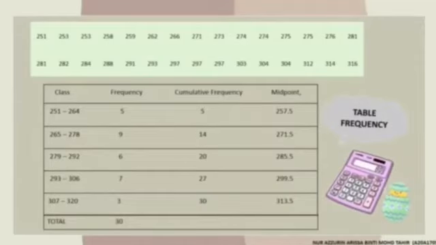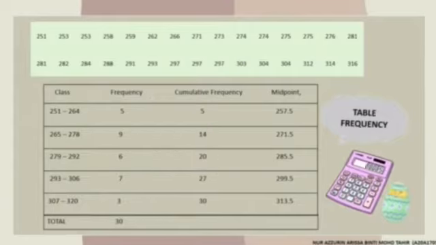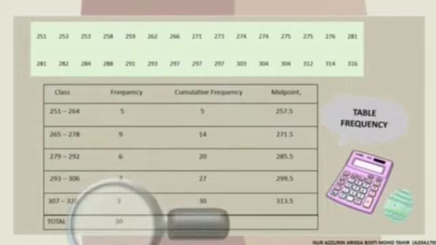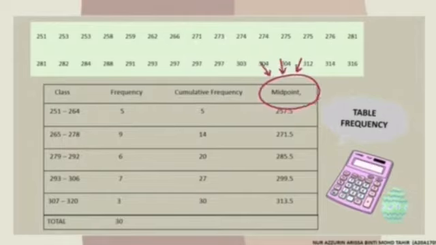After the classes are arranged in order from small to large, it is easy to find the frequency. To know whether the frequency is right or wrong, the total must be the same as the total sample, which is 30. After that, it is easy to find the cumulative frequency, midpoint and others. So here is the calculation for cumulative frequency, midpoint and total frequency.